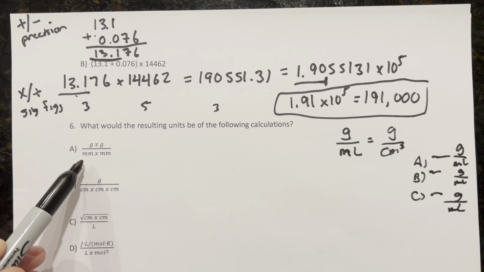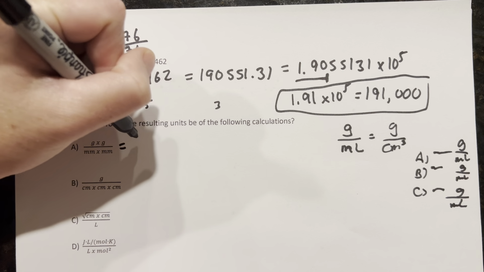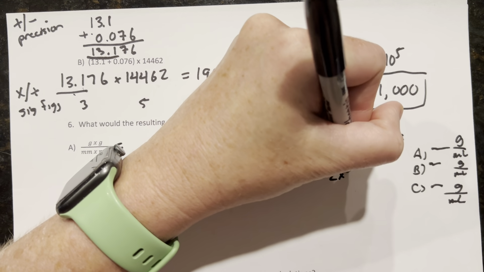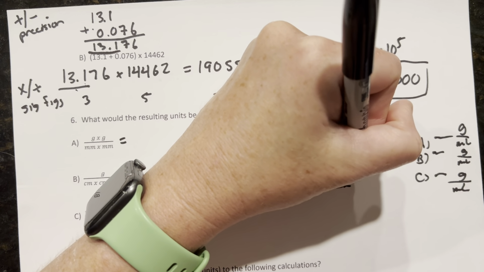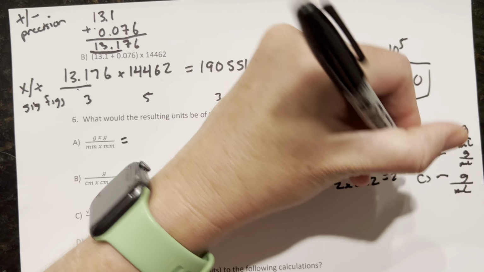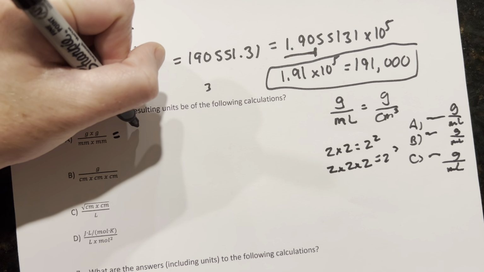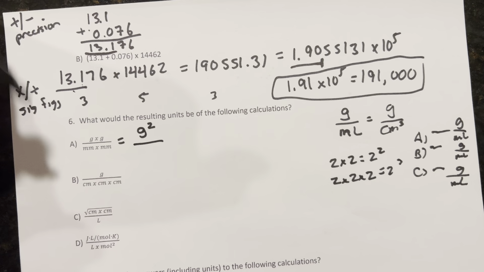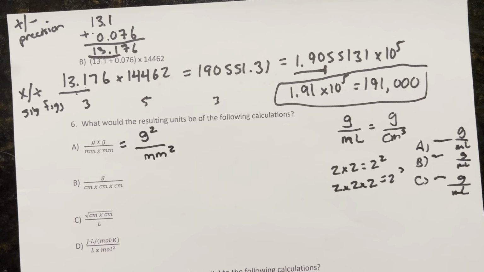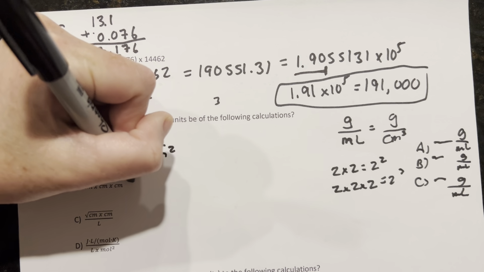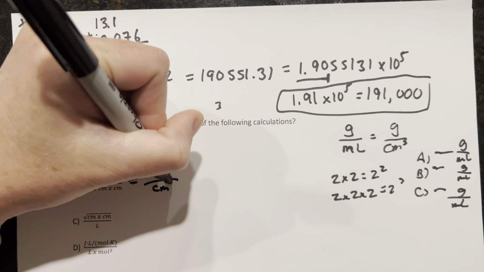We have grams times grams over millimeters times millimeters. Anytime you take 2 times 2, that would be 2 squared, or 2 times 2 times 2 would be 2 cubed. The same with units. So here on our numerator, we've got grams times grams, that would be grams squared. And our denominator, we've got millimeters times millimeters, which would be millimeters squared. Cool. Over here, we've got grams over centimeters times centimeters times centimeters, which would be centimeters cubed.